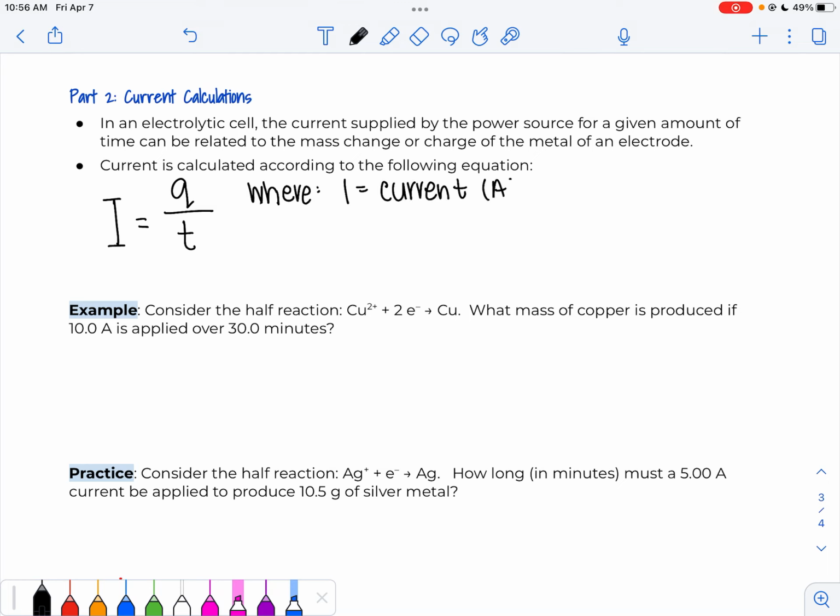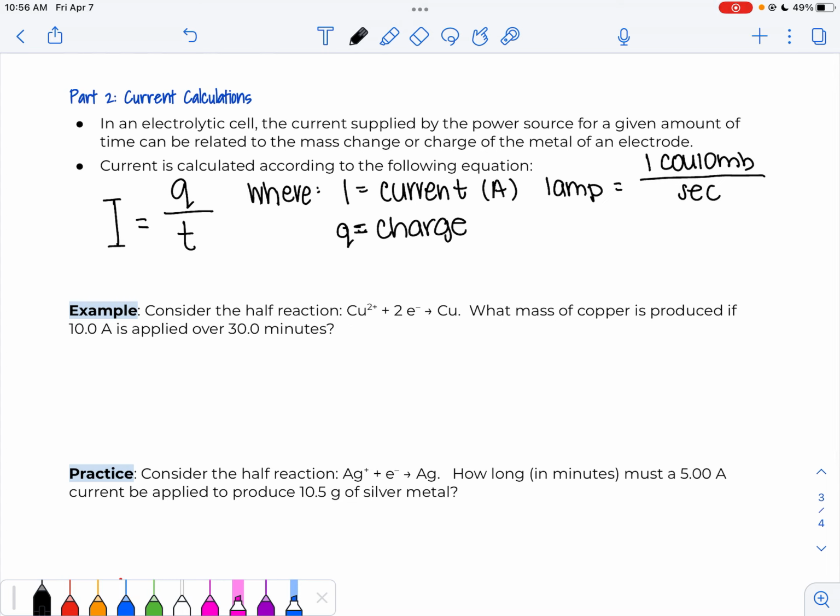The units for current are capital A, amperes. So an amp, one ampere, is defined as being one coulomb per second. And this is critically important because of the way that this equation is set up, because Q is defined as your charge. Hopefully you remember that from Coulomb's law. So Q is defined as your charge, and the units of charge are capital C, coulombs.